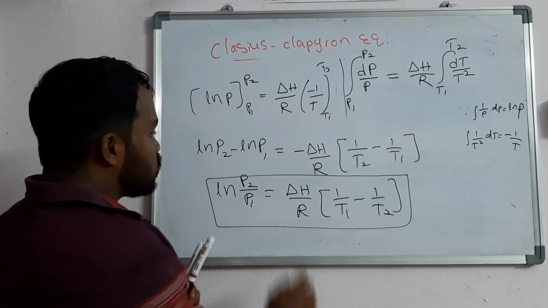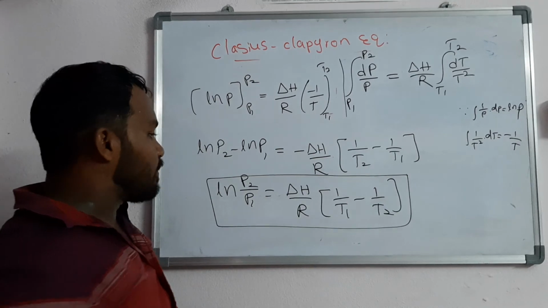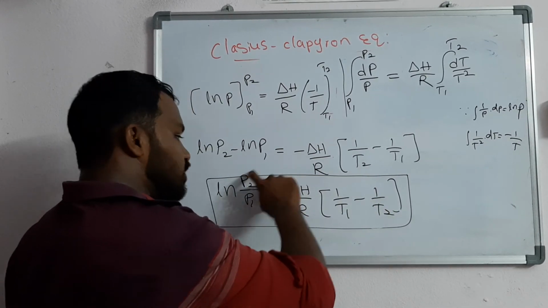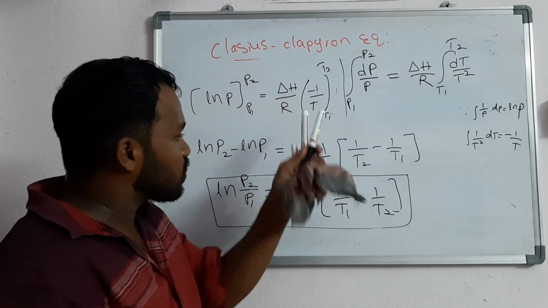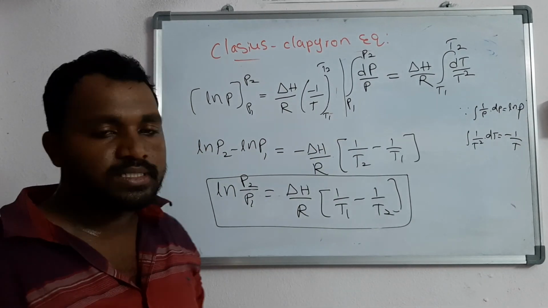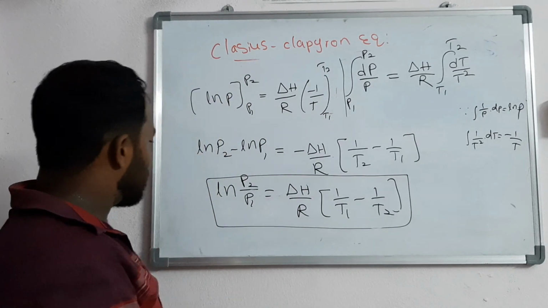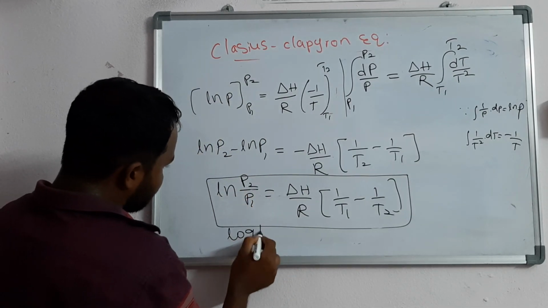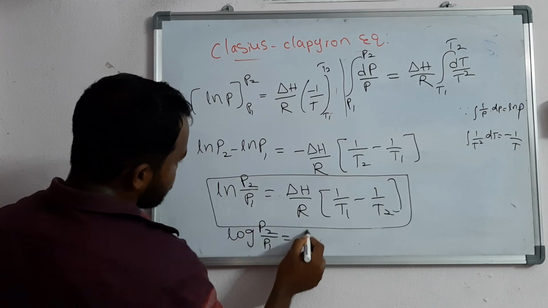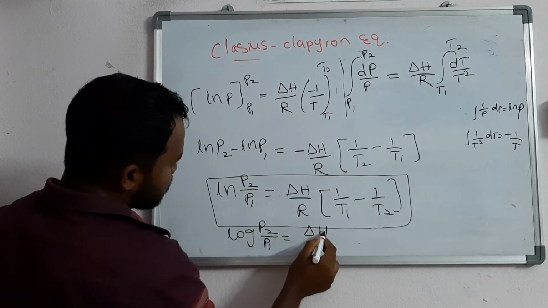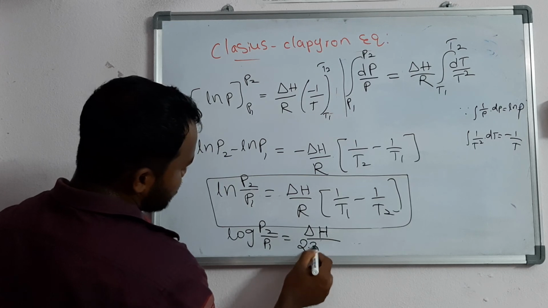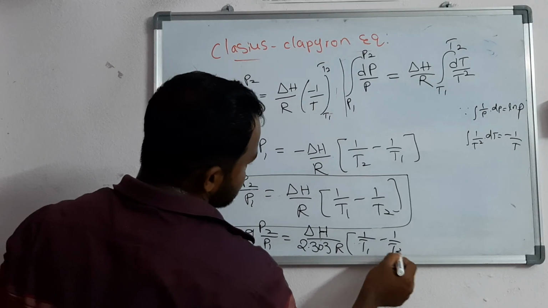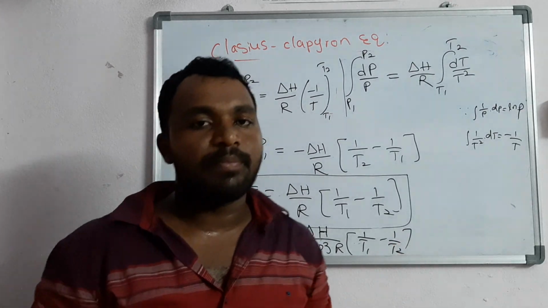In competitive examinations, they will give the T1 value, T2 value, P1 value and delta H, R, and ask you to find P2. If you want to remove the ln, you can write log of P2 by P1 is equal to delta H by 2.303 R into 1 by T1 minus 1 by T2. This is the integral form of the Clausius-Clapeyron equation.